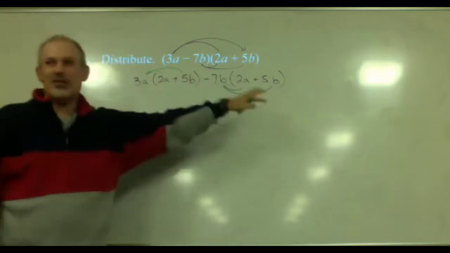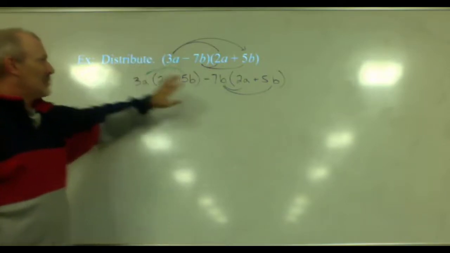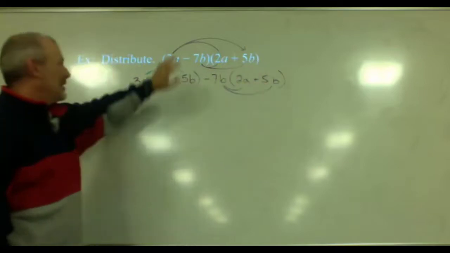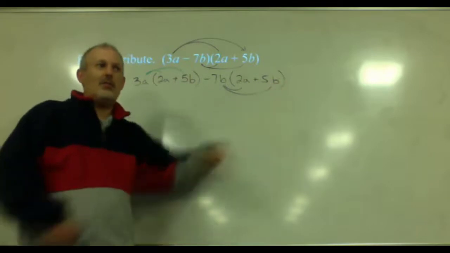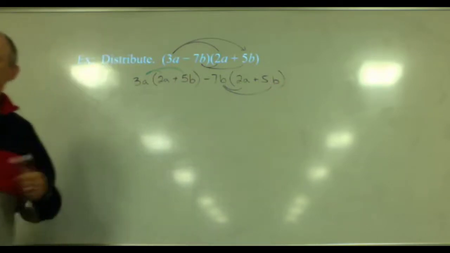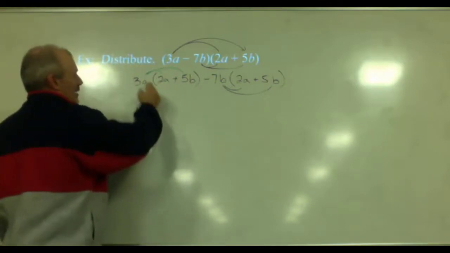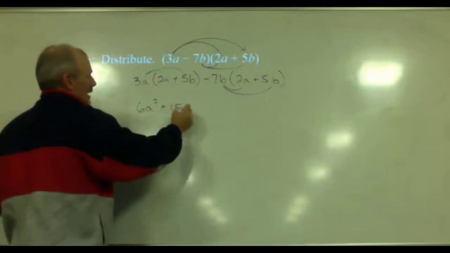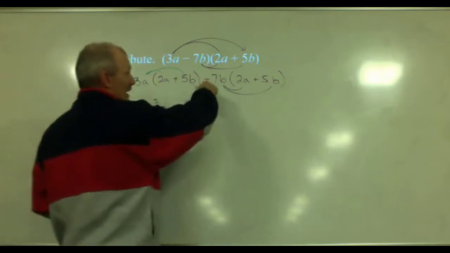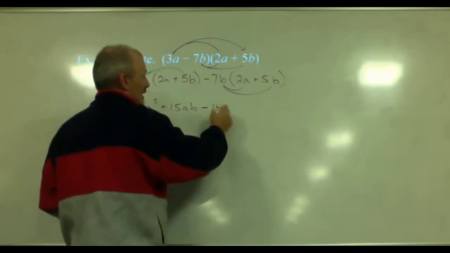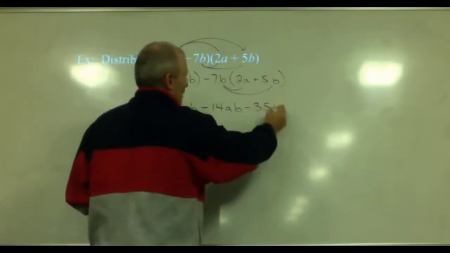And this is really what I want you to see. When we distribute, we're going to take that first term and it multiplies by the 2A and the 5B. And we take the second term here and multiply by the 2A and the 5B. And then we could continue. And just for review's sake, we'll go ahead and continue. When we actually multiply this, we get 6A squared. And this would be 15AB when we distribute these two. Then here, because of this negative, we'd have negative 14AB and negative 35B squared.